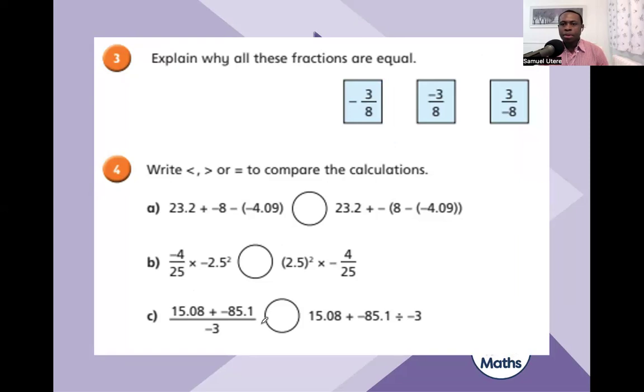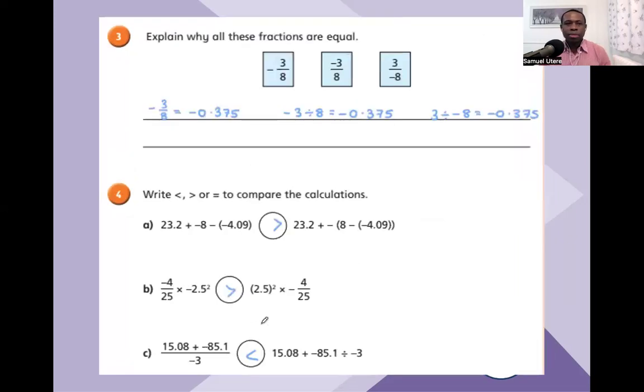Assuming you've paused the video and you've answered the questions, here are the answers. So you're asked to explain why all these fractions are equal. So negative 3 divided by 8 is negative 0.375. So using your calculator, you can demonstrate this. This one means negative 3 divided by 8, you'll still get a negative answer. And 3 divided by negative 8, you will still have a negative answer. So that's why they are all equal.